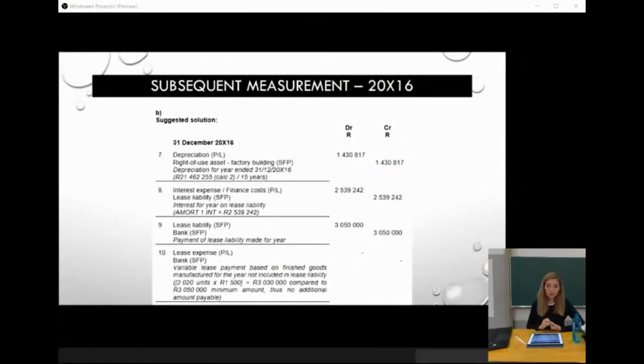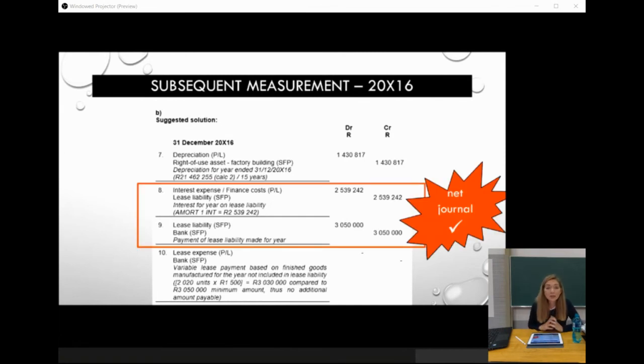Okay, so if we look at our subsequent measurement journals, the only thing that I want to point out to you here is that you are allowed to do a net journal for your interest and your lease payments. So a normal amortization journal where you'll say credit bank, debit lease liability, debit finance cost. Okay, you are allowed to do that. This is more step for step in terms of the IFRS 16 requirements, but you are allowed to do that net journal.